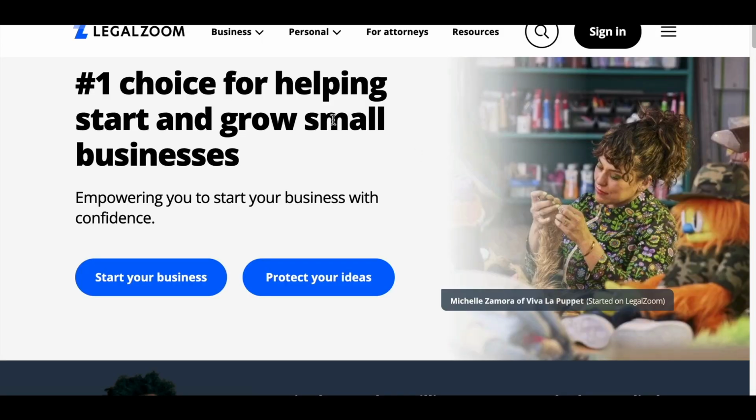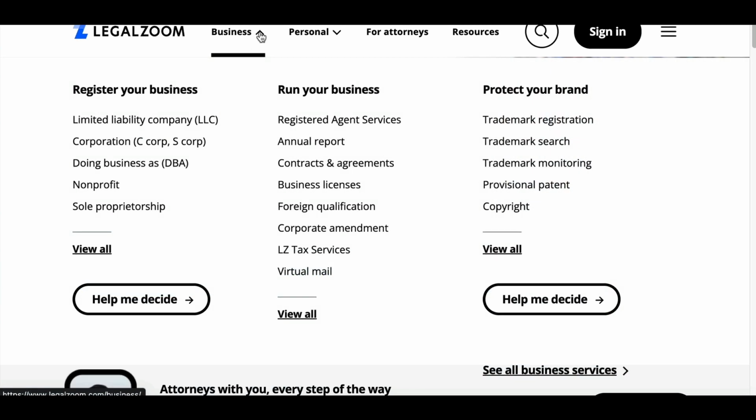So let's go ahead and look at another. Let's look at LegalZoom. LegalZoom is one of the big companies that you're going to get tons of ads about. So let's look at business, contracts and agreements.